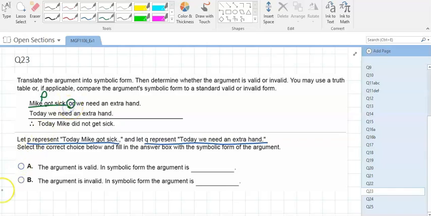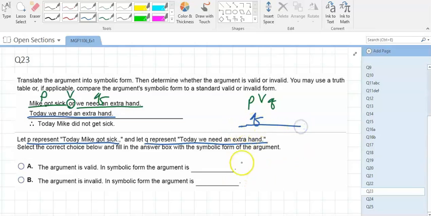I see an or, so what kind of statement is that? A V. We need an extra hand. Who is that? Q. So your first statement up here looks like P V Q. Then right here it says, today we need an extra hand. Who is that? Q. Then we've got a therefore. That's what the three dots mean, therefore.